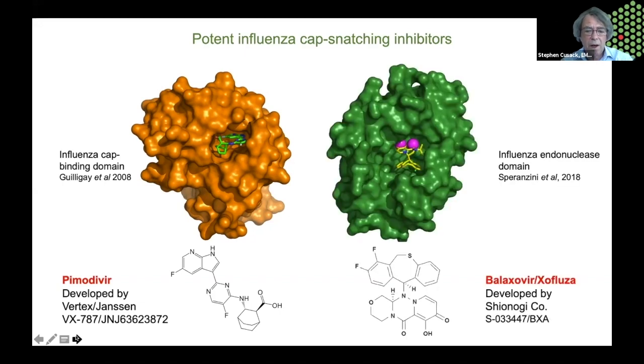The other class is an endonuclease inhibitor, so this is the other domain which cleaves the primer off from the nascent transcript. And here we have Remdesivir, which is now marketed, actually. It's been in clinical use in USA and Japan for 1 year now.